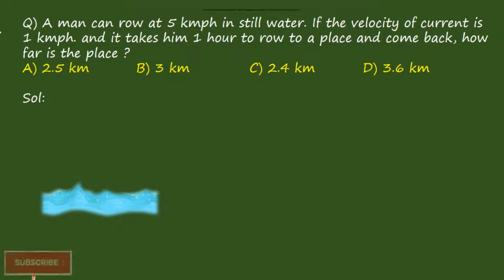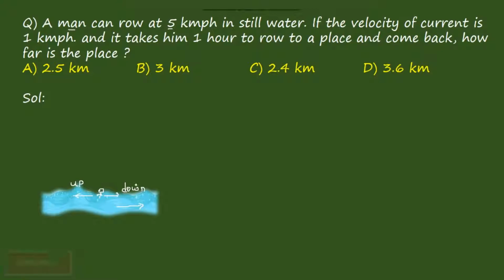Okay, first we understand the question. We're saying that the man can row at 5 kilometers per hour in still water. There is water here and a man swimming. If the direction of the stream is the same as the direction of the man, then it's called downstream. If the direction of the man is opposite to the direction of the stream, then it's called upstream.